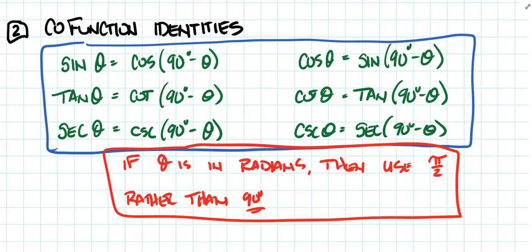Okay, here are the co-function identities. I wrote them all down for you. I wouldn't necessarily say that you have to have these written down in your notes because they're all the same. All that you really need to know is that sine and cosine are co-functions, tangent and cotangent are co-functions, and secant and cosecant are co-functions. And the angle of one is going to be 90 minus that same angle in the other. One thing to note is that if your theta is in radians, then you would use pi over 2 versus 90 degrees. So again, I don't think you have to necessarily write these down, but just know which ones are co-functions and how to find them.